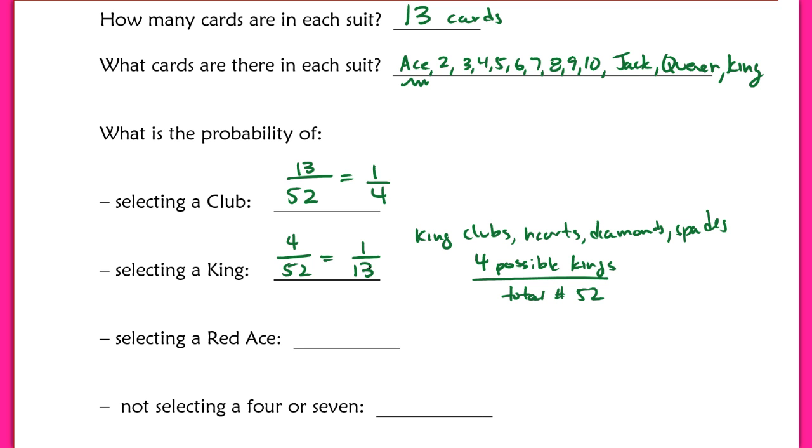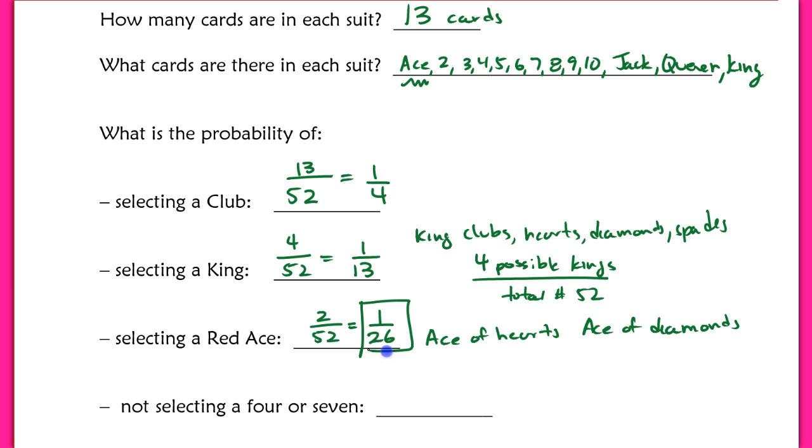Now the probability of selecting a red ace, let's think about all of the possible red aces. I have an ace of hearts, and I have an ace of diamonds. These are the only red suits. So that means I have 2 cards out of a possible 52 total cards. That would be a red ace. So that's 1 out of 26. So I have a 1 in 26 chance of selecting a red card that is an ace.